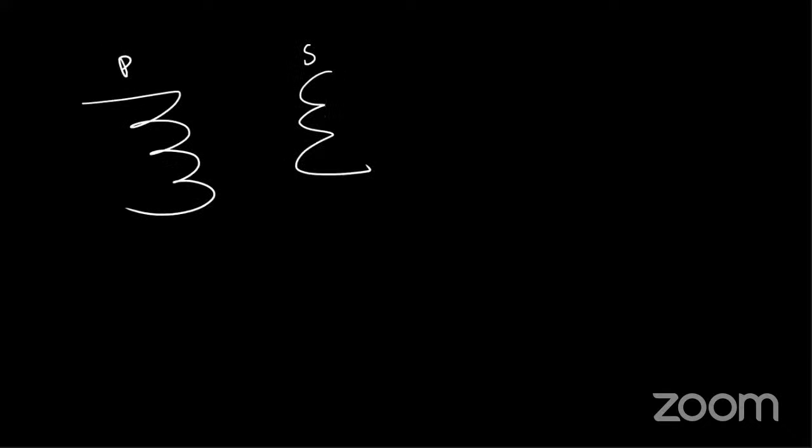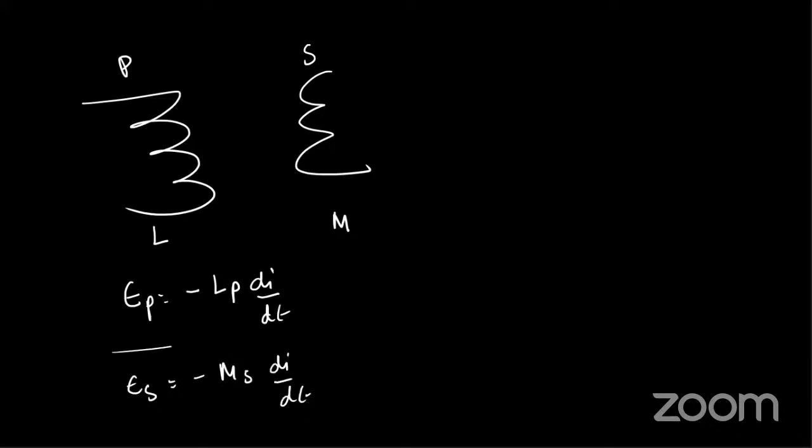In the primary coil, there is self-inductance. In the secondary coil, there is mutual inductance. So I can write the formula: E primary is equal to minus self-inductance L primary into di by dt, and similarly E secondary is equal to mutual inductance in the secondary coil into di by dt. When I divide both of them now, the minus signs cancel, di by dt cancels.